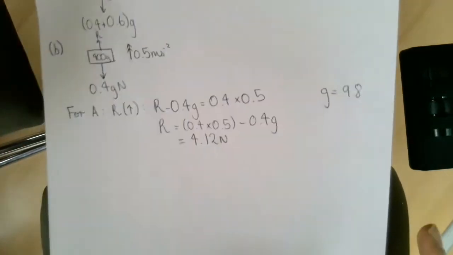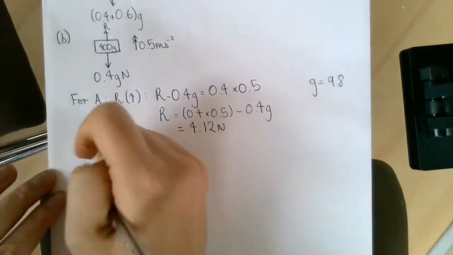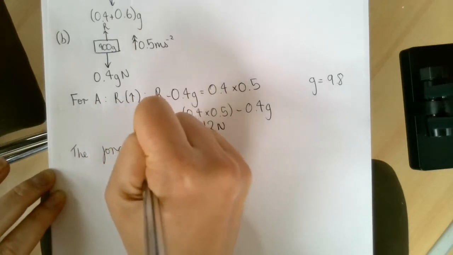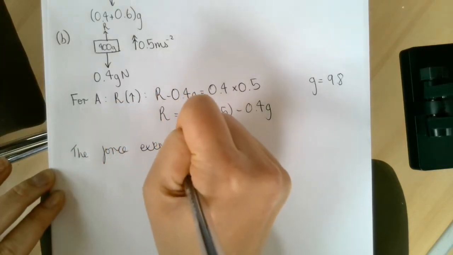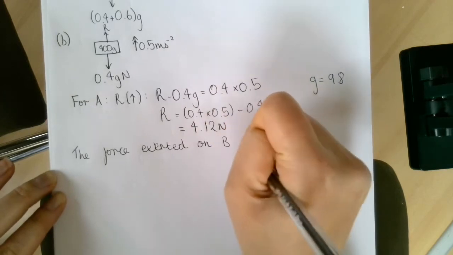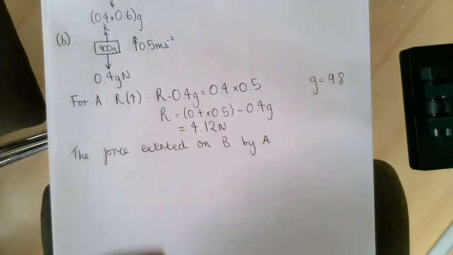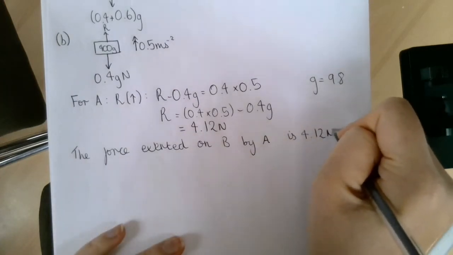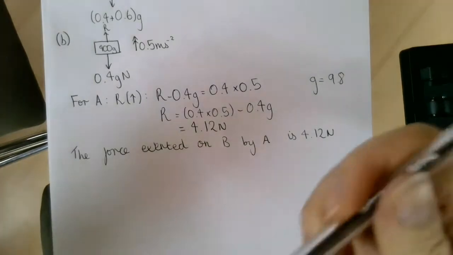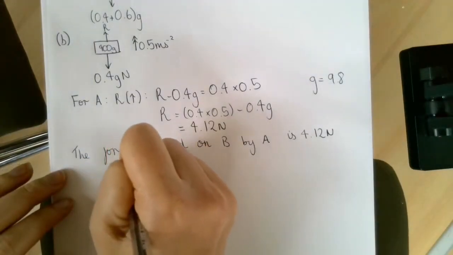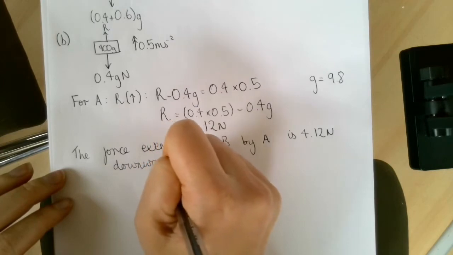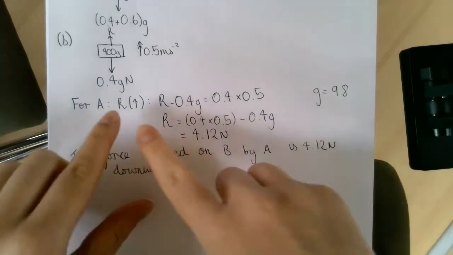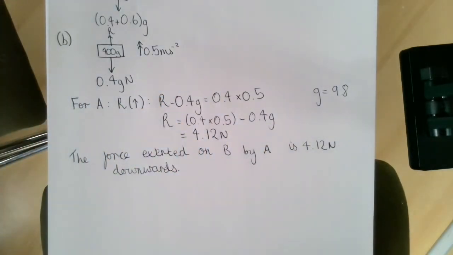And again, we're going to write that closing statement. So we're going to say the force exerted on B by A, so the normal contact force of A, is 4.12 newtons and it's going downwards. Remember, force has a magnitude and direction. So its magnitude is 4.12 newtons, and we know it's going downwards.